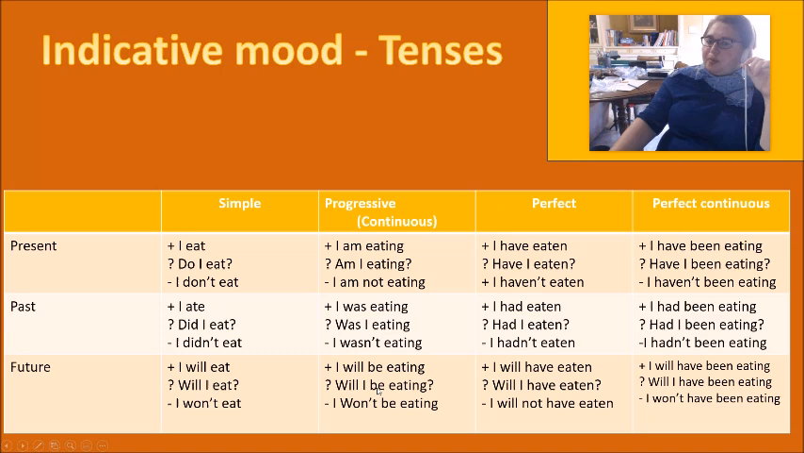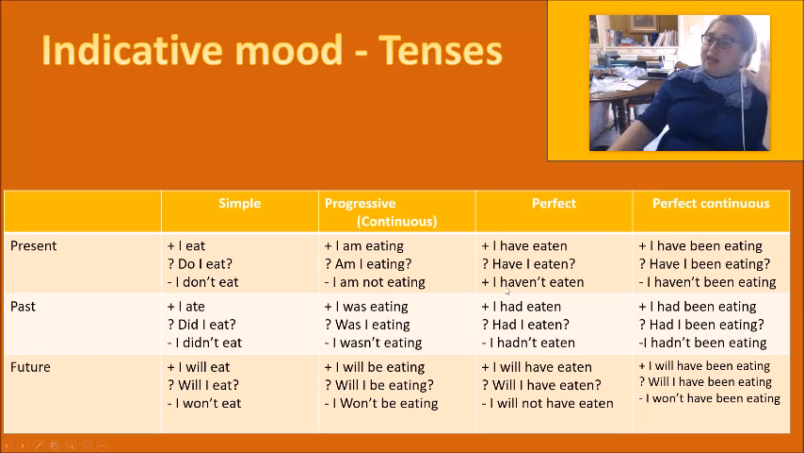Trickiest becomes the progressive, because I need the verb to be, because it's a progressive, but I need the verb to be in the future form. So how do I make the future of the verb to be? By using will and the base form of to be. So I will be, and that's the future of will, and then I add the gerund. I will be eating. And again, the question, the modal goes in the first position. Will I be eating? And the negative, I won't be eating.